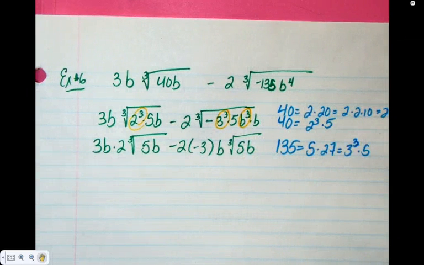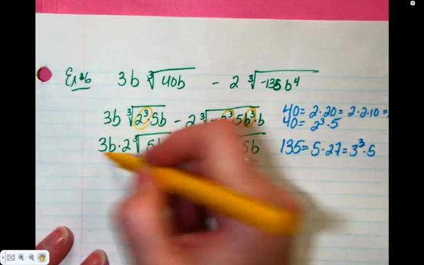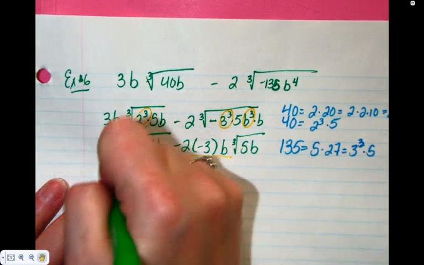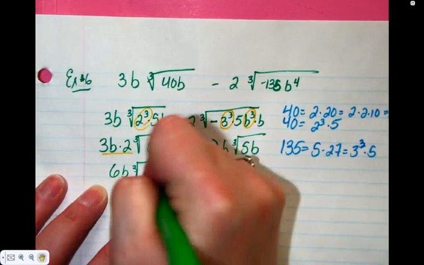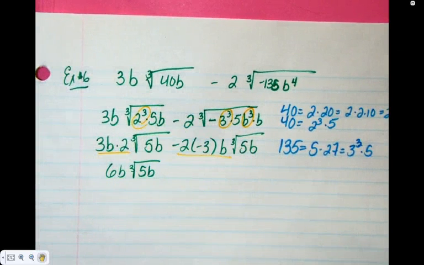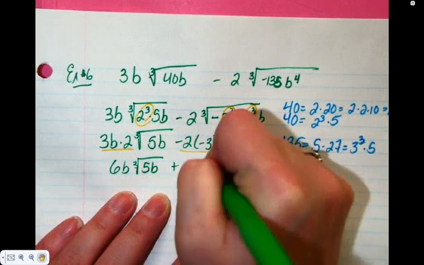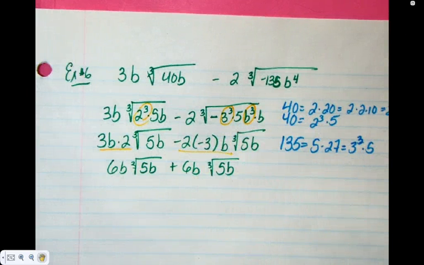And some people can already see, 5b, 5b, something good's going to happen here. But let's deal with these coefficients first and just tidy them up. So if I have a 3 times a b times a 2, 6b, followed by cube root of 5b. And here I've got a negative 2 times a negative 3 times a b. Positive 6b. And I have the cube root of 5b hanging on the end.